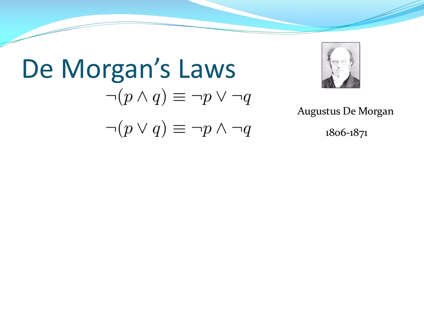And then the negation of P or Q is the same as the negation of P and the negation of Q. In other words, if it is not the case that P or Q is true, that means they both must be false. And we can use a truth table to prove these results as well.